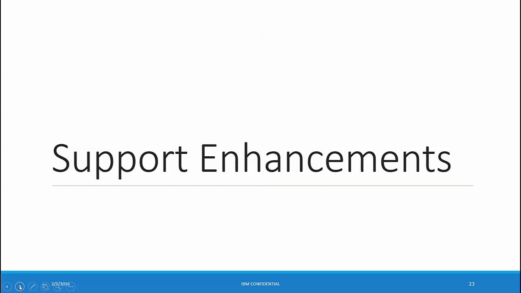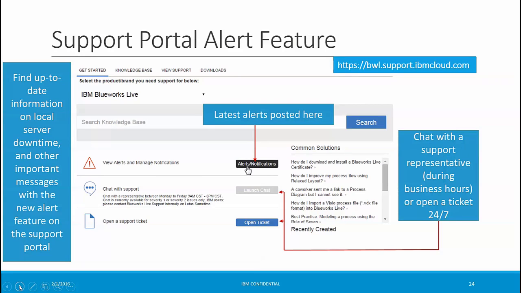Some support enhancements. The first one is a new support portal alert feature. It's a new section on the Blueworks Live Help portal, the support portal, where you'll see a new section for alerts and notifications. This is a place that you can go to access the latest information about upcoming maintenance schedules, local server downtime situations, or other issues that might affect Blueworks Live availability. Our operations and support teams will be posting any updates on major issues here.